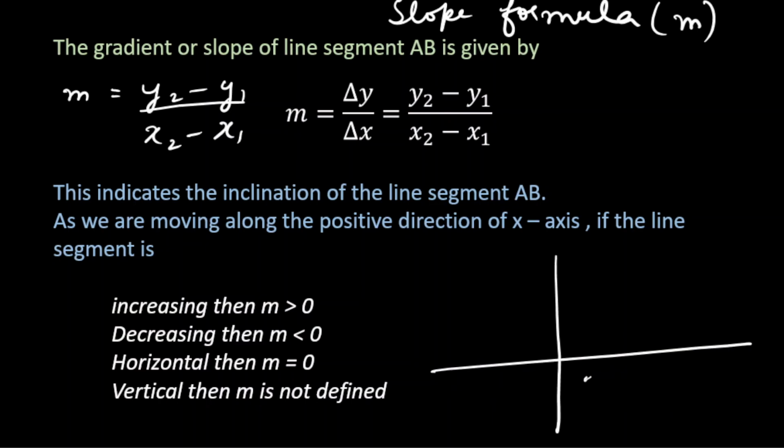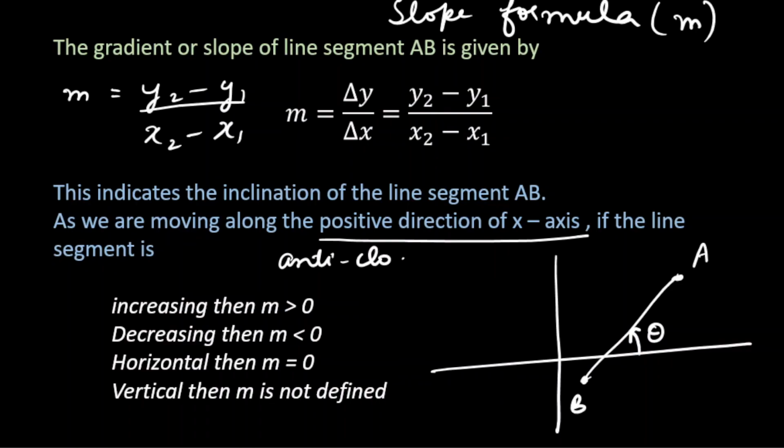The slope indicates the inclination of the line segment AB. Suppose here I have line segment AB. The angle which this line is making with the x-axis, that is the inclination. So slope indicates the inclination of the line segment AB. Also, you have to remember whenever we are seeing the inclination, we should always see it along the positive direction of the x-axis. Positive direction of the x-axis means anti-clockwise direction. As we are moving from the x-axis, we should move in the anti-clockwise direction. Like here, I have shown you. So this direction is the anti-clockwise direction.